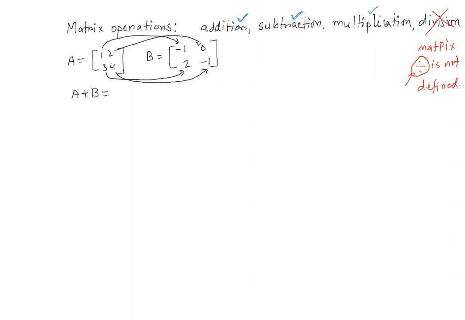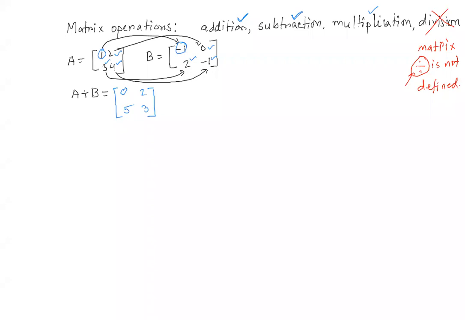So positive 1 and negative 1, that's going to give me 0. If I add 1 to negative 1, that's going to give me 0. If I add 2 to 0, that's going to give me 2. If I add 3 and 2, that's going to give me 5. If I add 4 and negative 1, that's going to give me 3. So there you go. This is your addition of two matrices. Okay. If two matrices have the same dimensions, you can add them or subtract them.